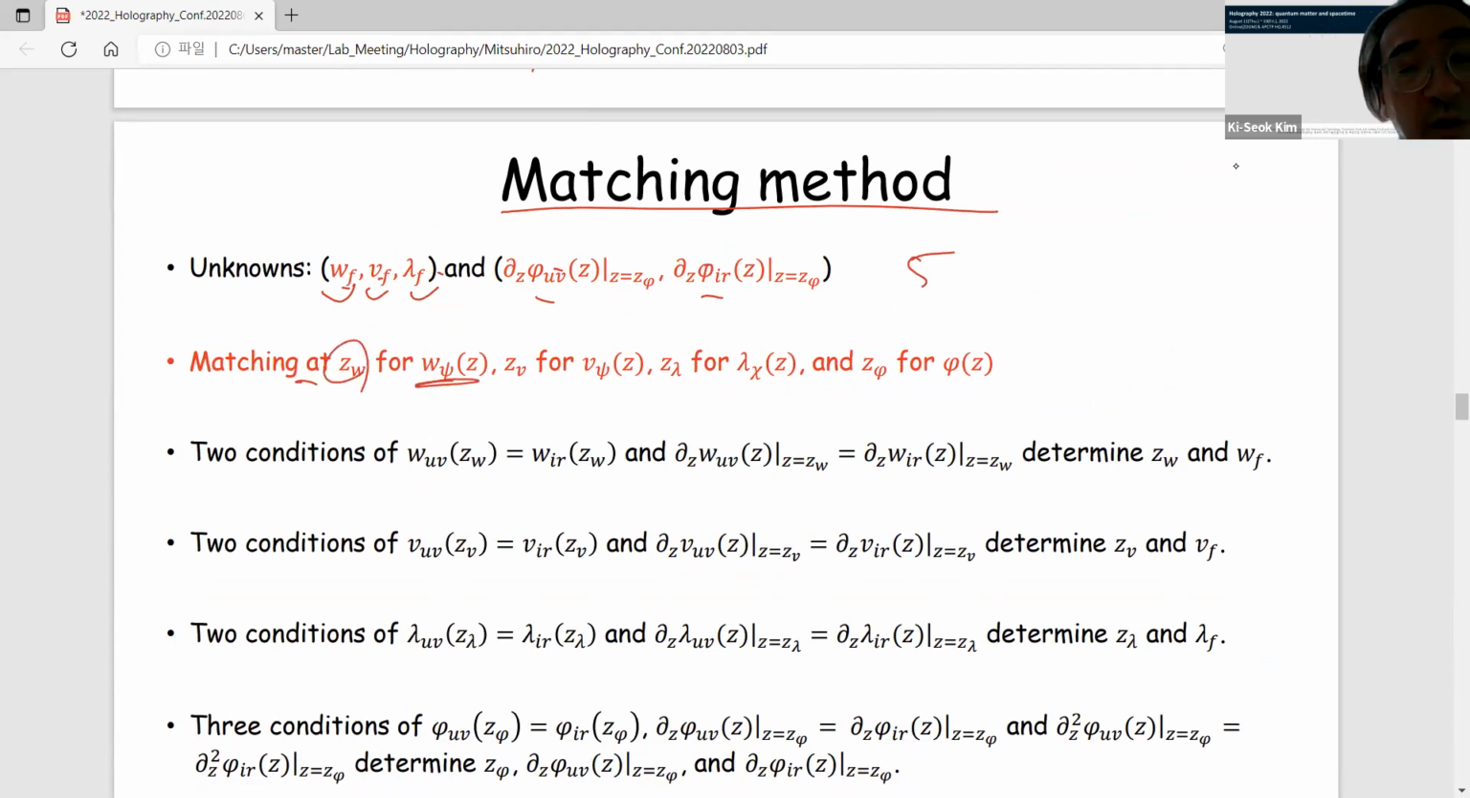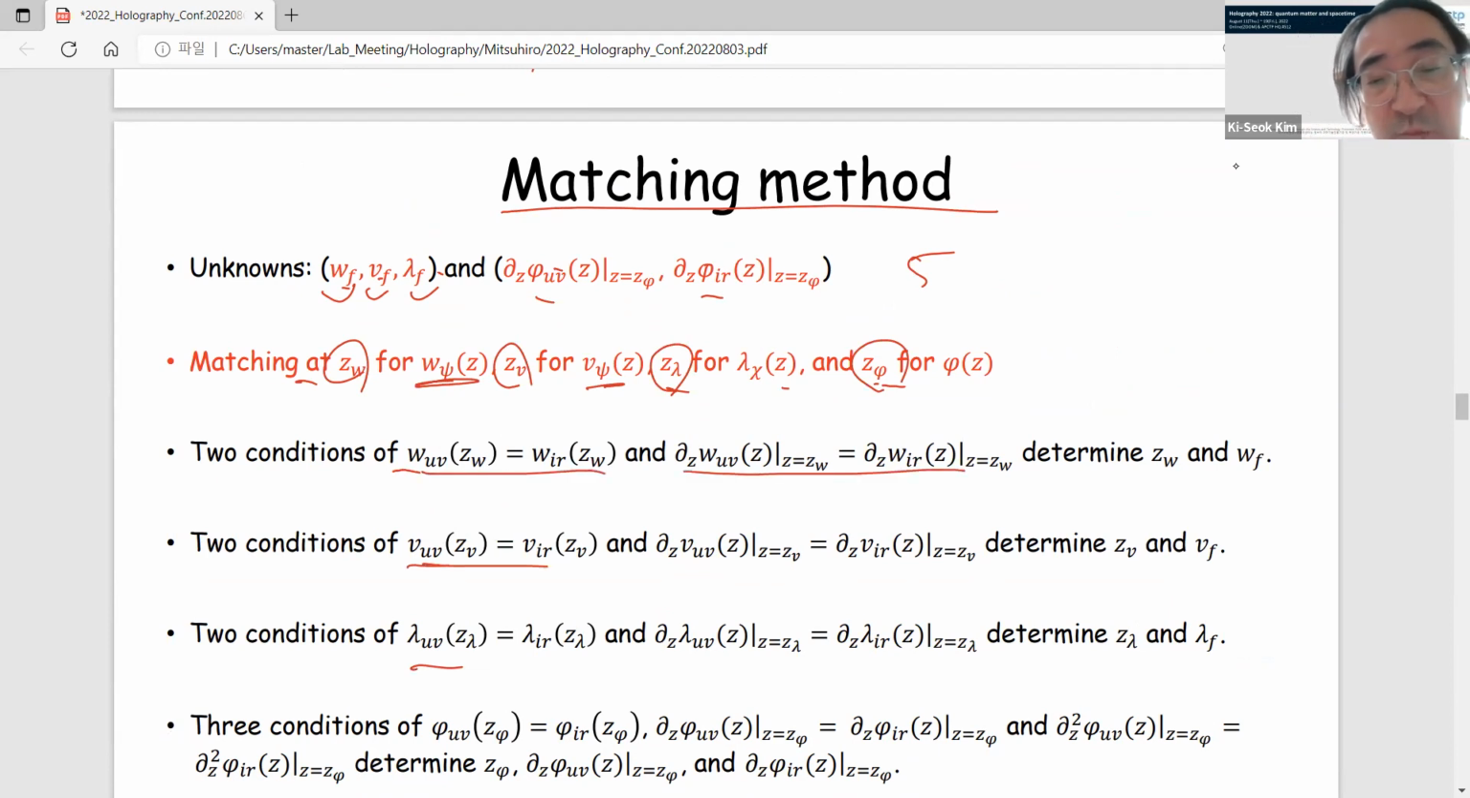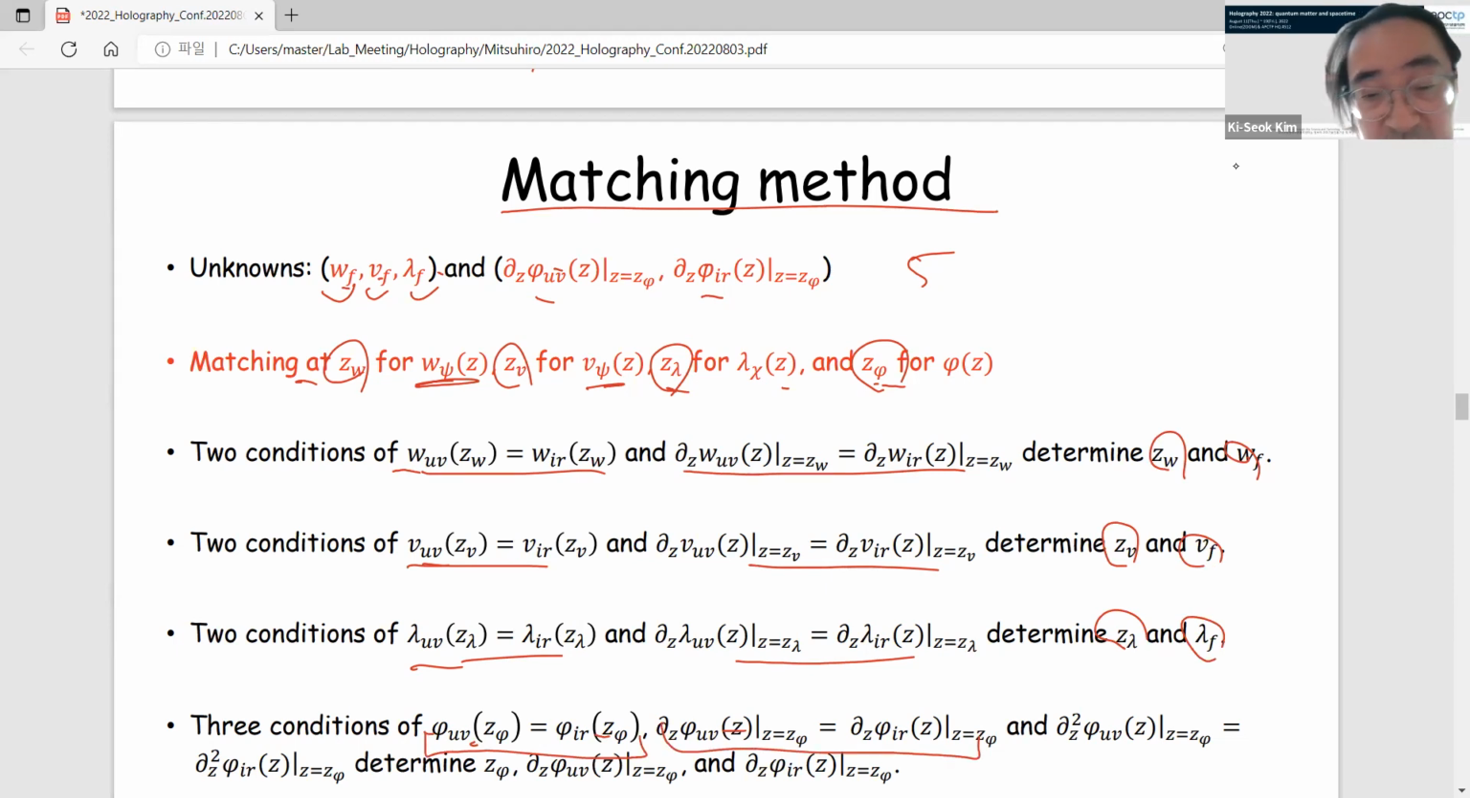Matching at G_W for field normalization and G_V for velocity normalization, G_lambda for each value, each RG scale. Because these are first order differential equations, we require two matching points. Then all these determine the two unknowns for each RG flow. For the chiral symmetry breaking field, this is a second order differential equation. We need three matching conditions. Then all three values are determined completely, UV and IR.